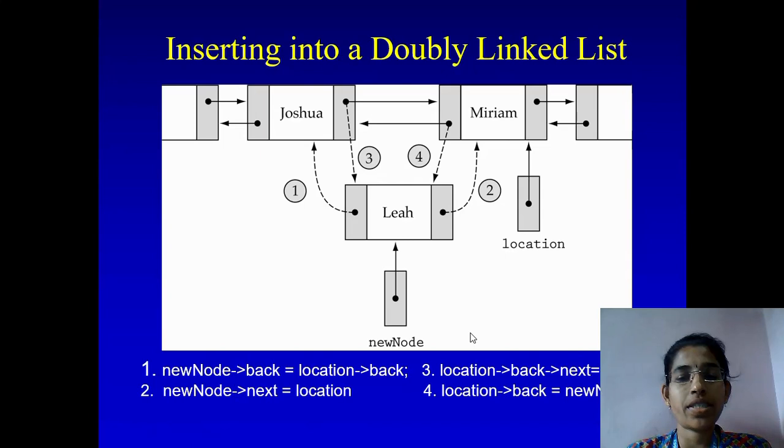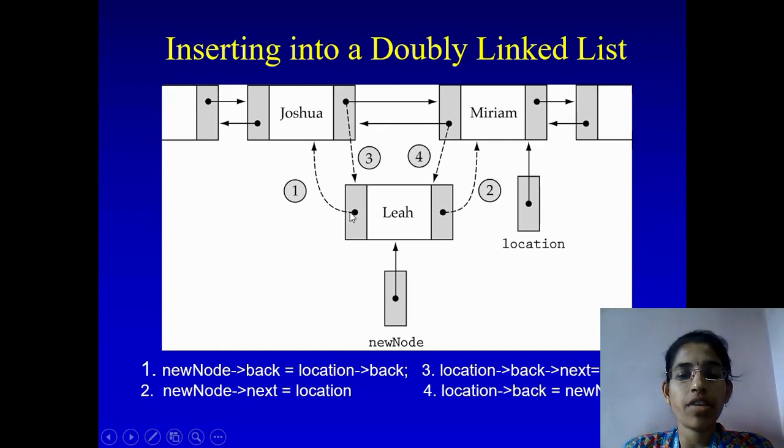The diagram represents the 4 steps. By using these 4 steps I can insert a particular element in the middle. See the first step. Between the node Joshua and Myron, I want to insert the new node Leka. So I create a node with the name Leka.